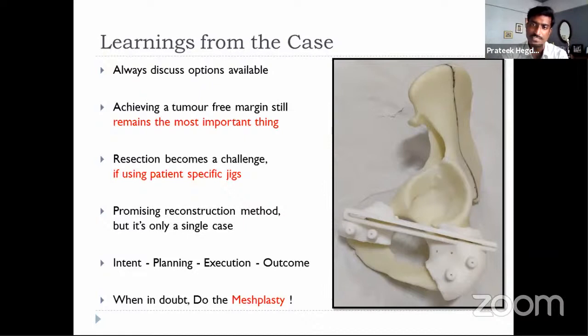If you see this photo that I have placed, this jig actually sits on the ischial tuberosity. So we end up dissecting more than what we would if it was only a pure resection. And that was one challenge that we had during the surgery.